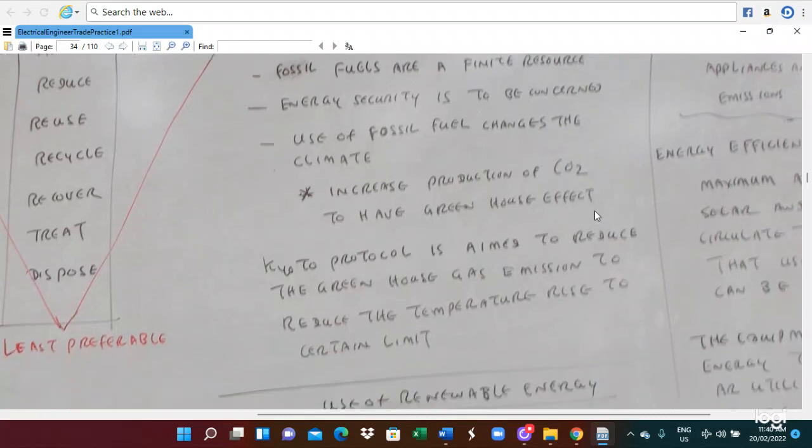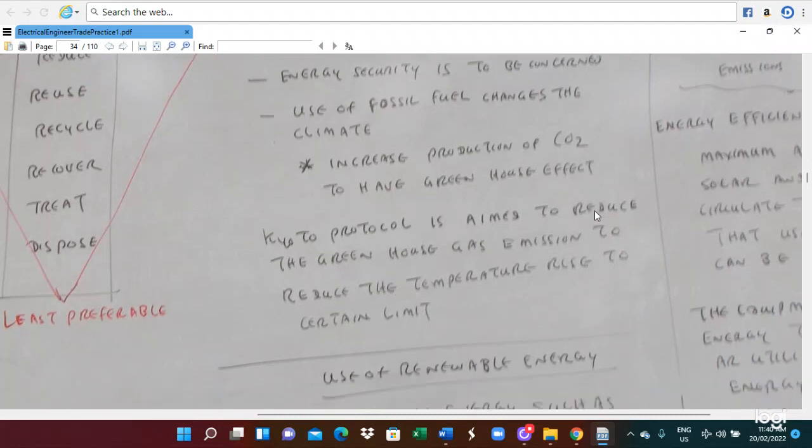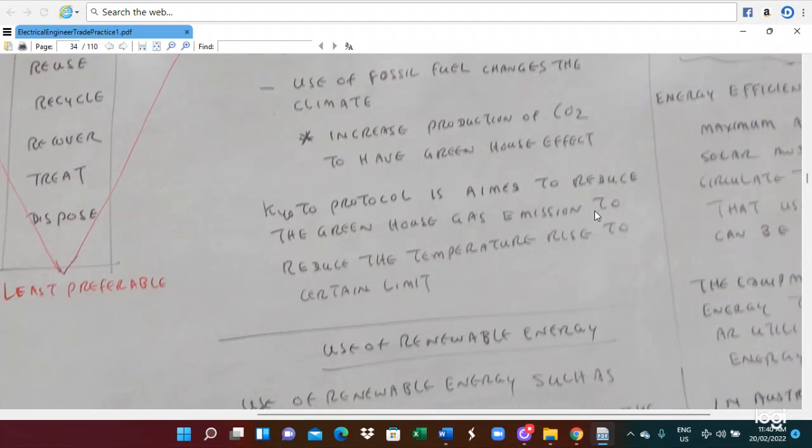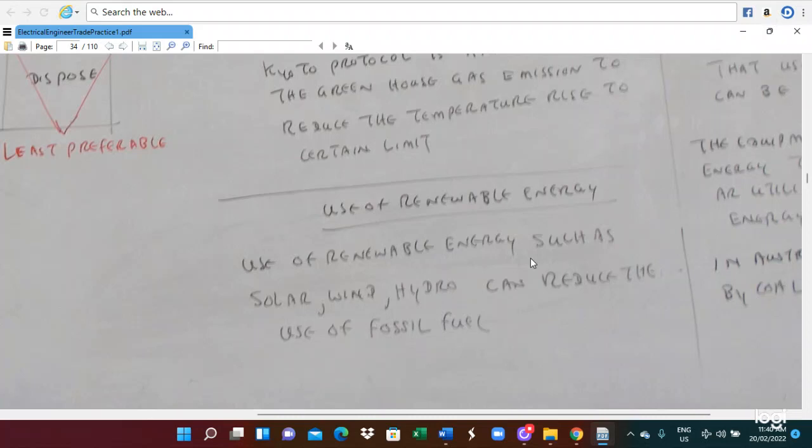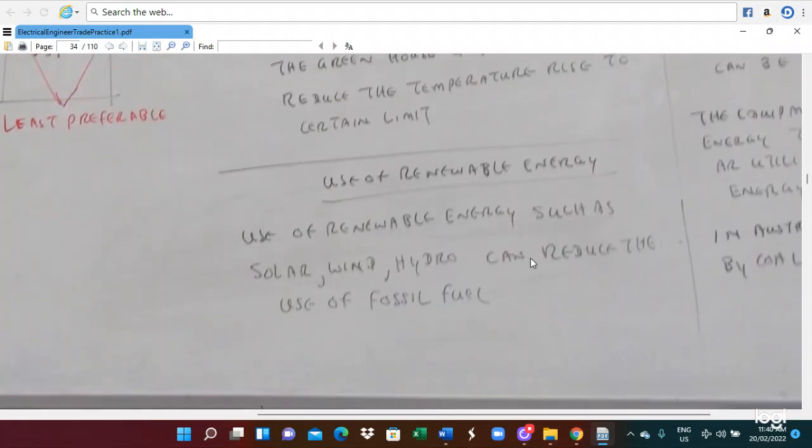Also, they are increasing the production of carbon dioxide and causing the greenhouse effect. Therefore, the Kyoto Protocol aims to reduce greenhouse gas emissions to limit the temperature rise to a certain level. So these are the ways we need to follow the Kyoto Protocol. In this case, we are using renewable energy. Use of renewable energy such as solar, wind, and hydro can reduce the use of fossil fuel. So this is important.